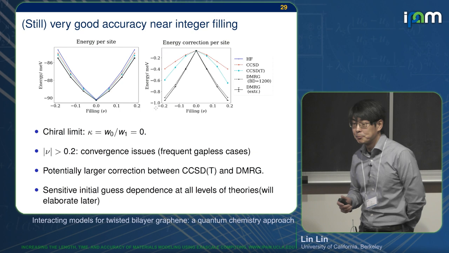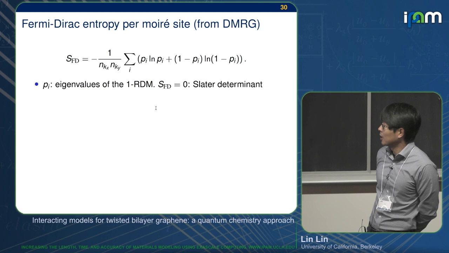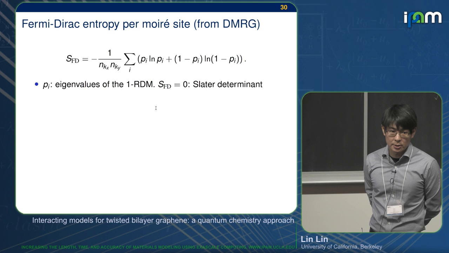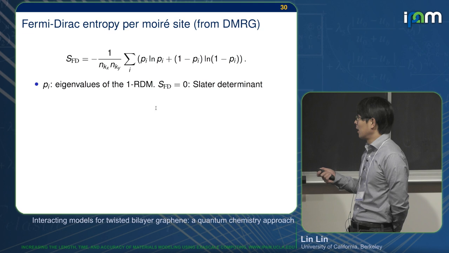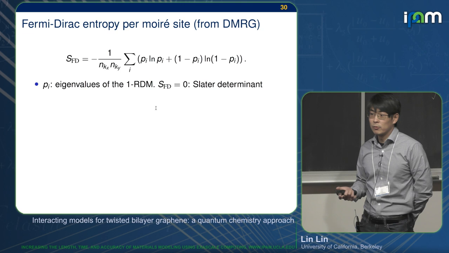If you look at the Von Neumann entropy per Moiré site, you can do this from DMRG calculations, you can test more quantitatively whether it is close to a single Slater determinant or not. So what you do is compute the one-RDM, you diagonalize it, and you compute the Fermi-Dirac entropy. If you do the Hartree-Fock calculation, this is zero, but for higher level theories, this is not going to be zero.